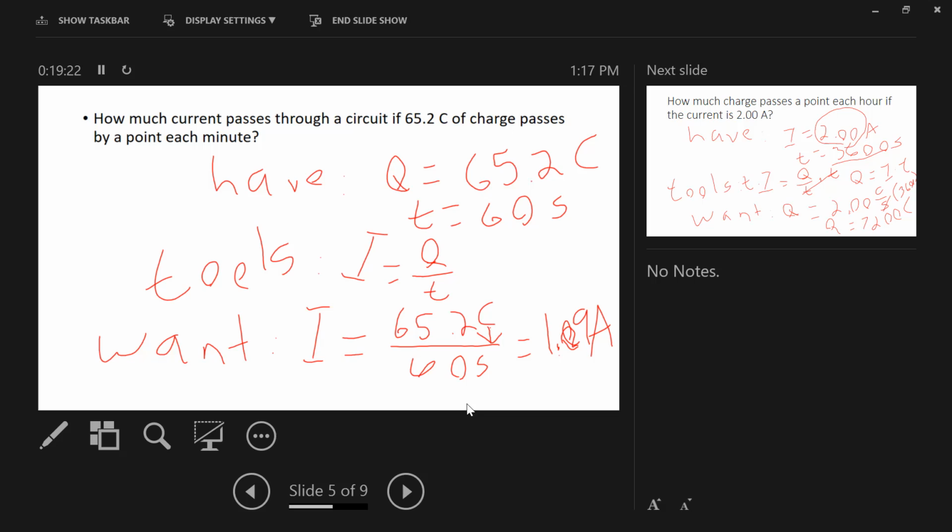Okay. Our tools, the only tool that we need for this one is current, which is I is equal to Q divided by T is equal to charge divided by unit time. What do we want? We want current. Well, that's wonderful because our tool is already in that form. Current is equal to charge divided by time. We'll plug in our charge, 65.2 coulombs. We'll plug in our time, 60 seconds. I know that's ugly, but you can see it's 1.09. 1.09 amps, because we know a coulomb per second is equal to an amp.